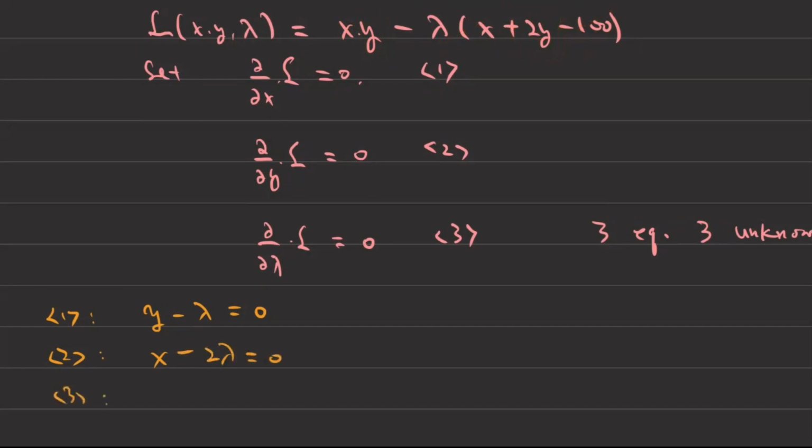Third equation from here, notice that this is with respect to lambda. The first term has nothing to do with lambda, so let's get rid of that. That's gone. The second term is lambda times this thing in the parentheses. So that's essentially what's left after you take a derivative with respect to lambda. So let's write that down. Here we have x plus 2y, subtract 100, set to 0.